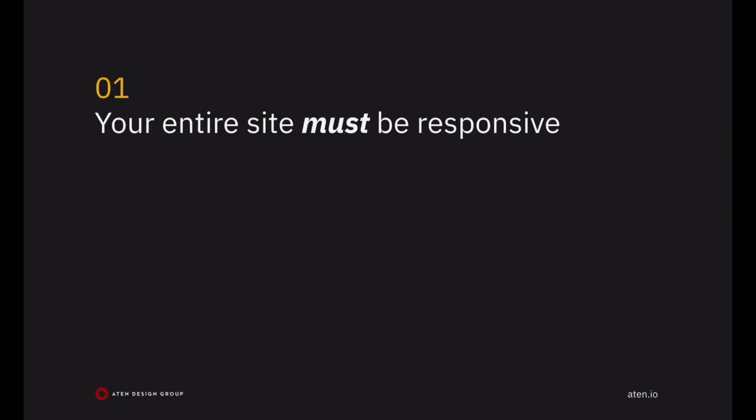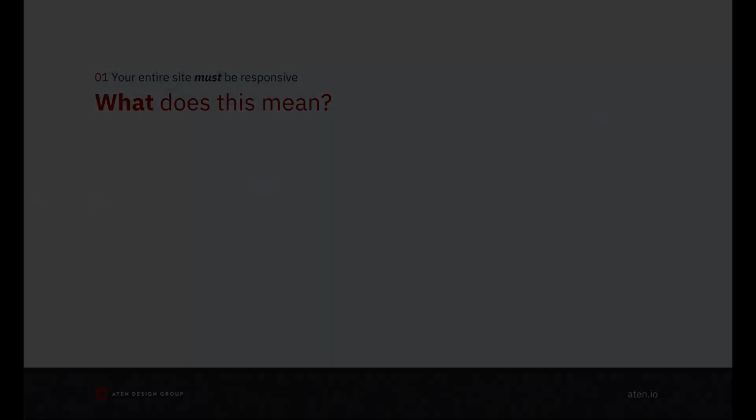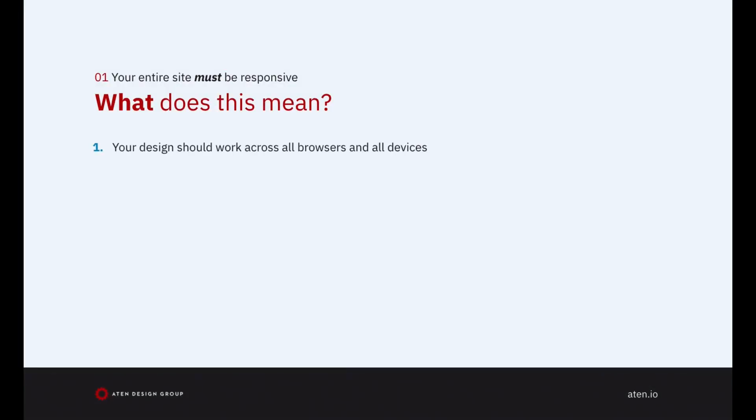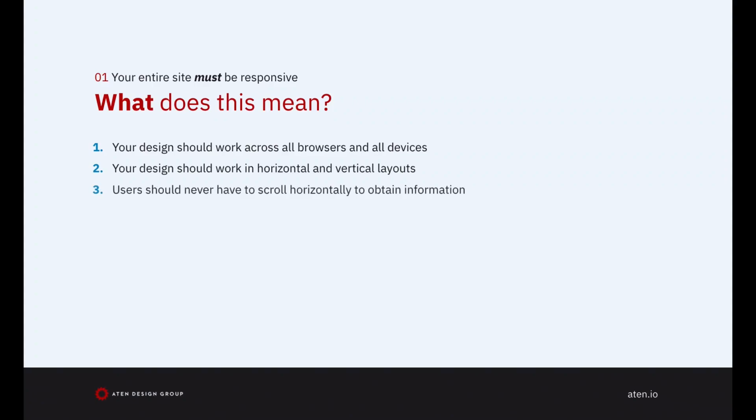So first, let's talk about why we should be making our site responsive. This one might seem silly to say because it's 2024, but your design should work across all browsers and all devices. And it should not be dependent on a certain layout for interaction. Your design should work in horizontal and vertical layouts. And users should never have to scroll horizontally to obtain information, even though we know that scrolling is kind of a part of the everyday world.